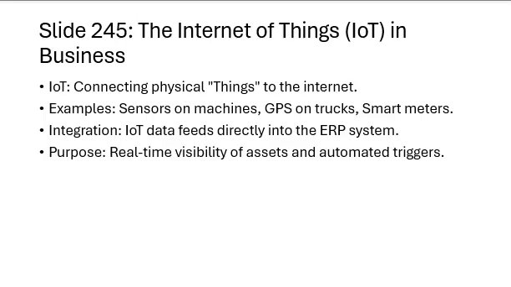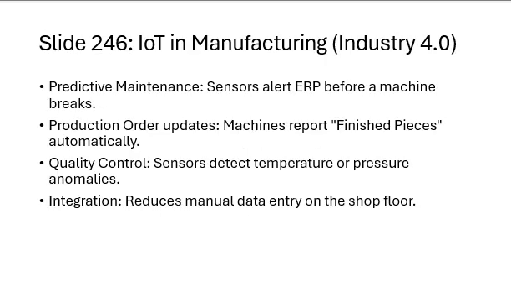Okay, next we have the IoT, the Internet of Things, in business. So the IoT will connect physical devices directly to the internet, for example sensors, GPS trackers, smart meters, and so on. The IoT data feeds directly into the ERP system. This will provide real-time visibility of assets and triggers. So the integration automates the process across the business environment.